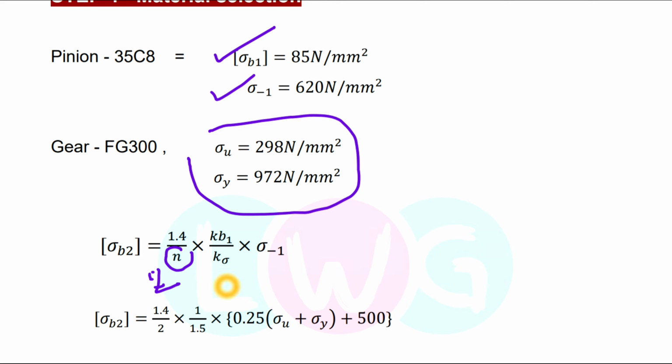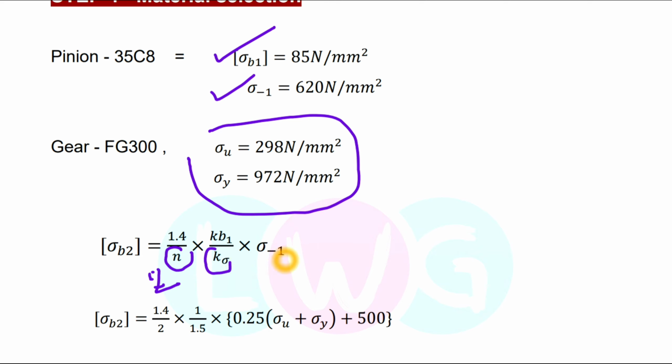Next, the value for K sigma. K sigma denotes the fillet stress concentration factor, and this value we will get from data book page number 8.19, table number 21. From table number 21, we will select steel, normalized surface hardness, and the middle value, which is 1.5. So the K sigma value will be 1.5.